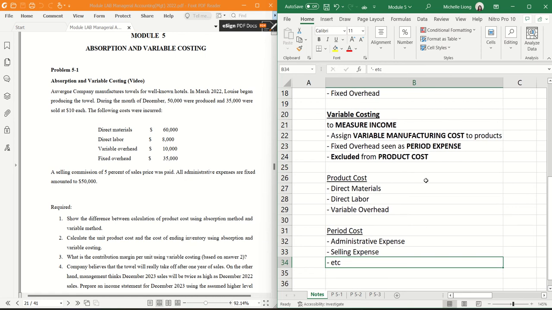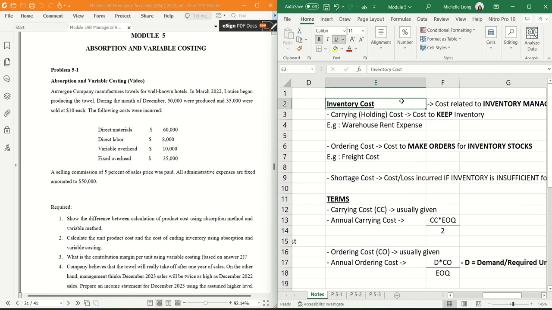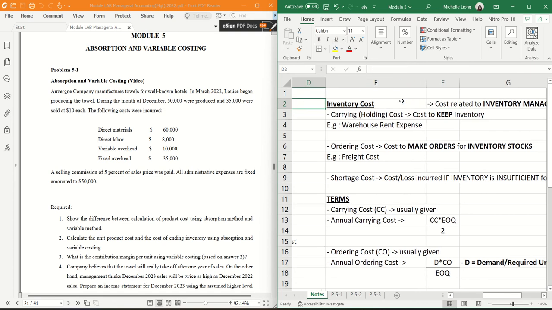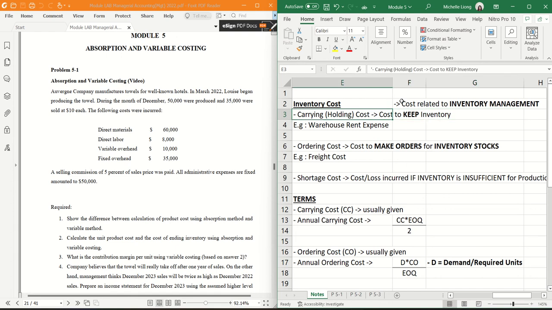In this module as well, we will learn about inventory management. So what is inventory management? We'll learn about inventory management and the inventory cost, so the cost that is related to inventory management. And we have three things that you need to know in order to have your inventory management.